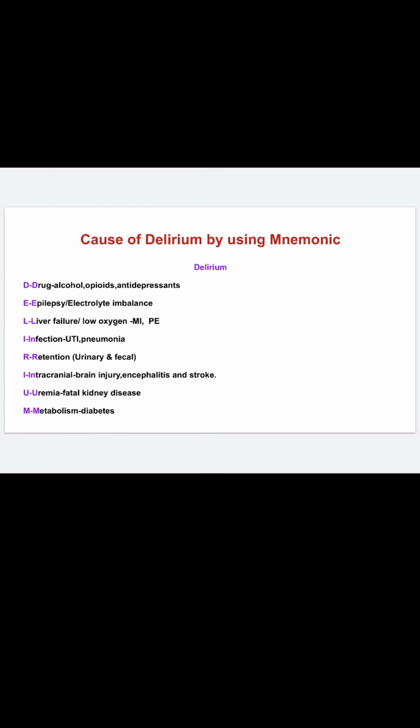And L is for liver failure, low oxygen, MI, or pulmonary embolism. I is for infection, UTI, and it could be pneumonia too. And R is for retention. It could be constipation and urinary retention. I is for intracranial pressure, brain injury, encephalitis, and stroke. And U is uremia. Uremia is a fatal kidney disease. And M is metabolism, a metabolic disease such as diabetes.